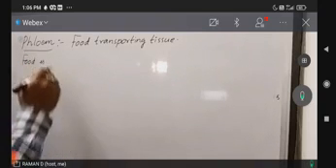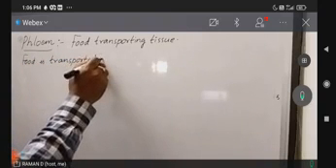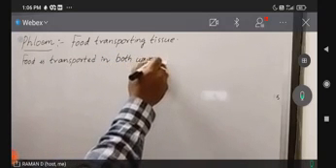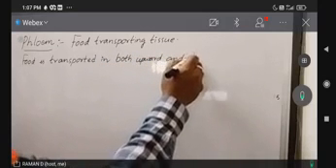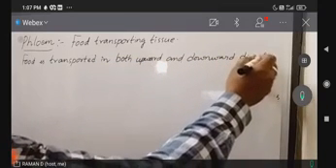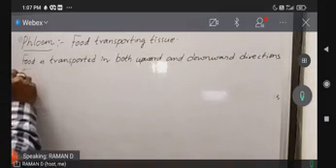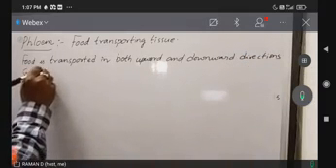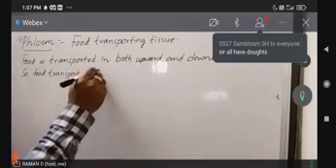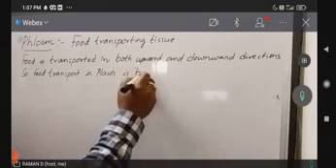So food is transported in both upward and downward directions. Food transport is bidirectional. Food transport in plants is bidirectional.